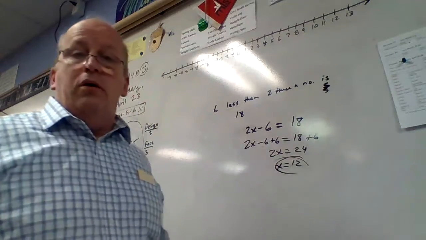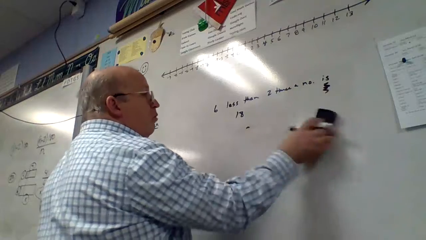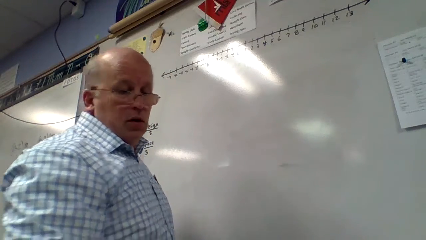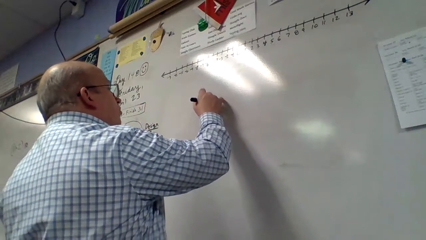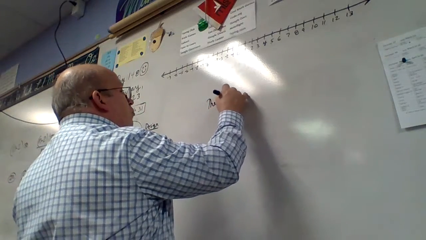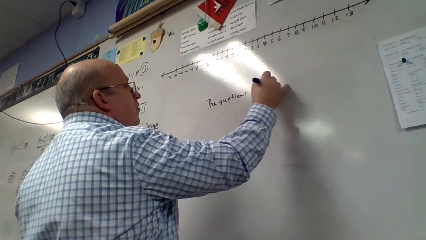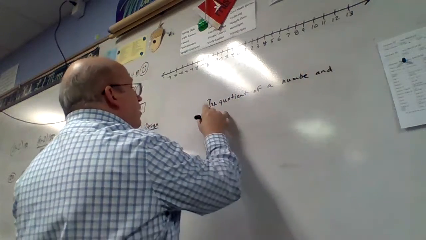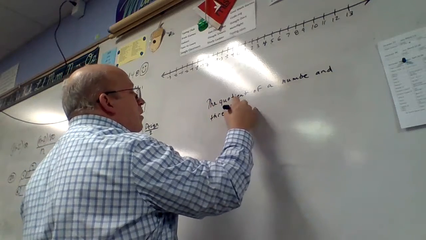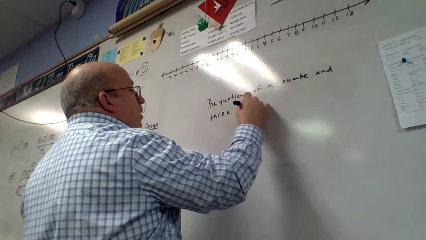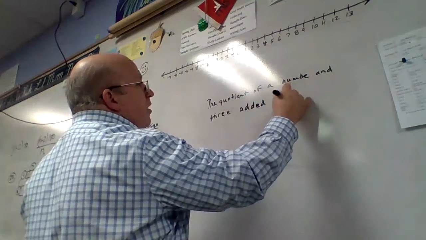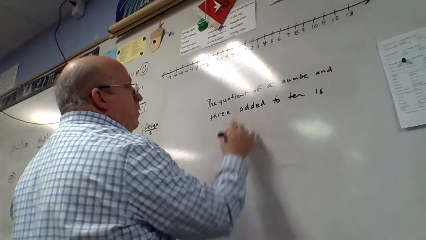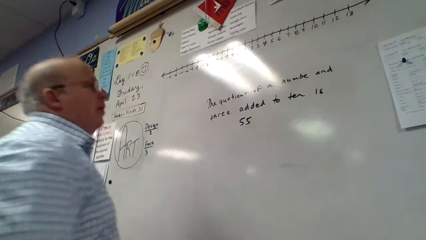How about number 21? Do you remember what quotient means? I hope you do. Quotient is really just a division problem. So if I write the quotient of a number and 3, how about added to 10 is 55. How would I solve that?